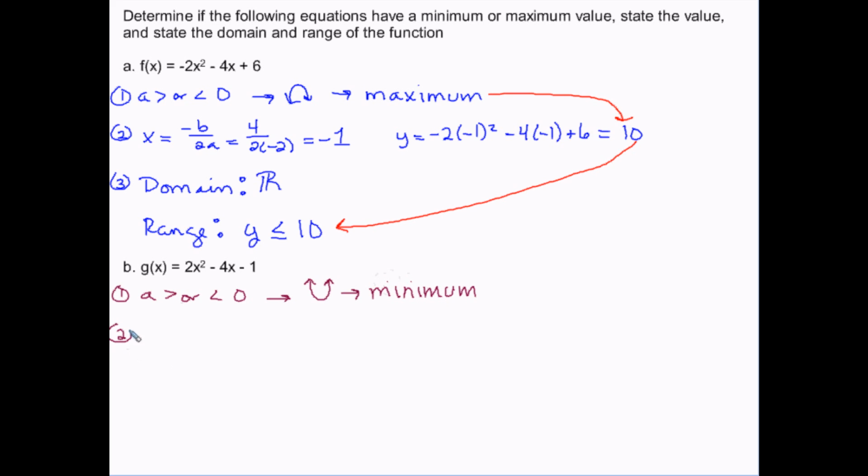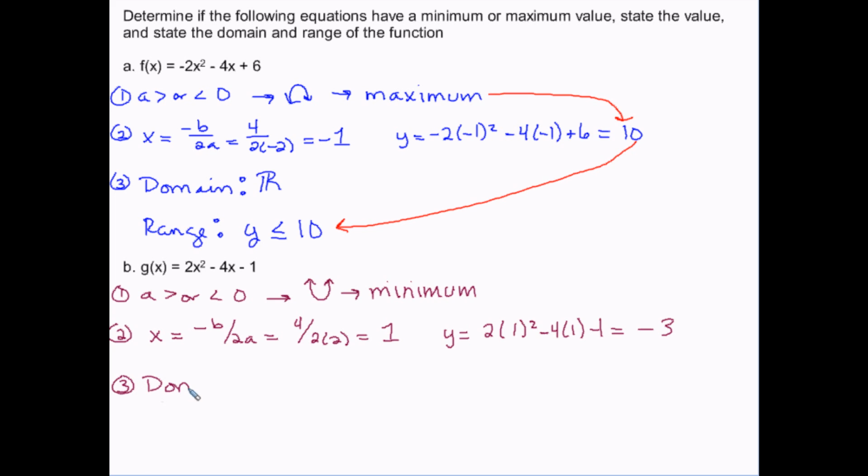So I want to find that minimum. So first I'm going to find the x coordinate. So I have a -4, so that's +4 over 2 times 2. So that's 4 over 2, so that's 1. And then I need to plug that in to find the y value. So I have 2 minus 4 is -2 minus 1, so that's -3. So my minimum is -3.